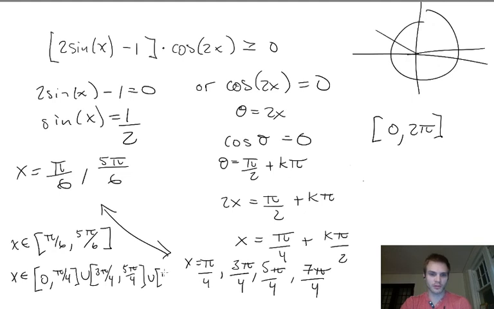Oops, 7 pi over 4 to 2 pi, which you said in your statement of the problem is included, so I'll put a square bracket there.